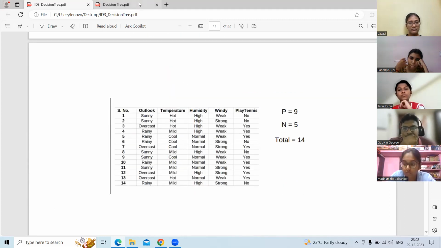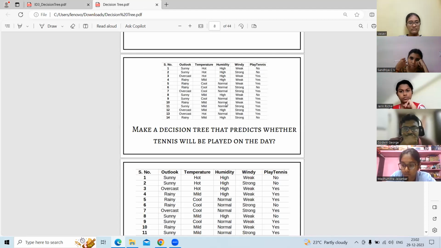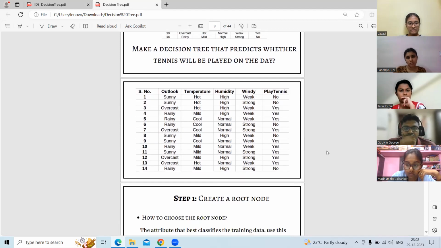Now I'll take you to this example. So now this is the data we have. This is small data. It has just 14 entries. Here, what we are trying to do is make a decision tree that predicts whether tennis will be played or not on that particular day. Basing on this data, we should be able to predict if tennis will be played or not. And this is the data here.